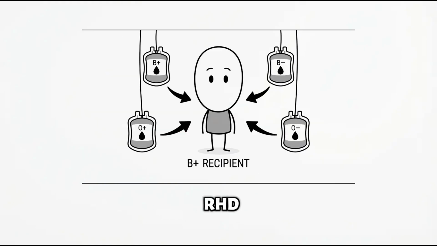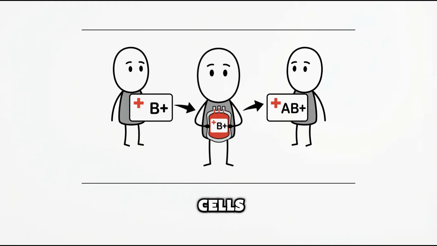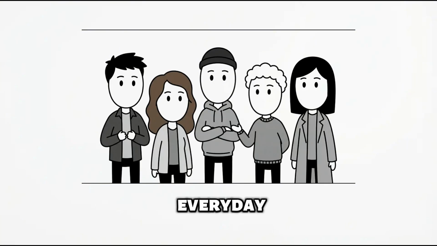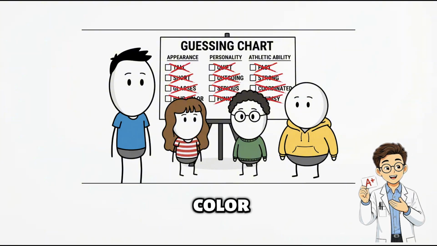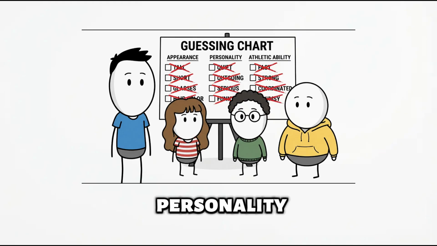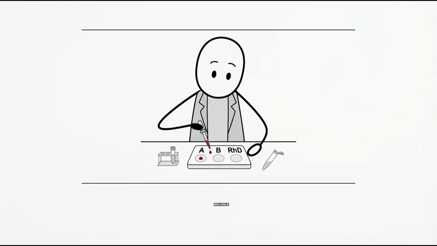Under basic ABO-RhD matching, a person with B plus blood can receive red blood cells from B plus, B minus, O plus, and O minus donors. B plus red blood cells can be given to people with B plus and AB plus blood. In everyday life, there is no visible feature that reveals whether someone has B blood. You cannot determine blood type by looking at a person's skin color, body build, personality, or athletic ability. The reliable method is to test a blood sample using appropriate blood grouping techniques.